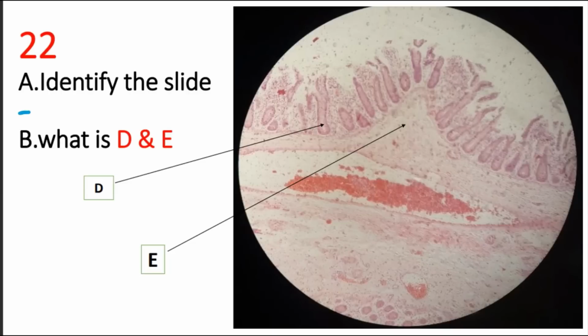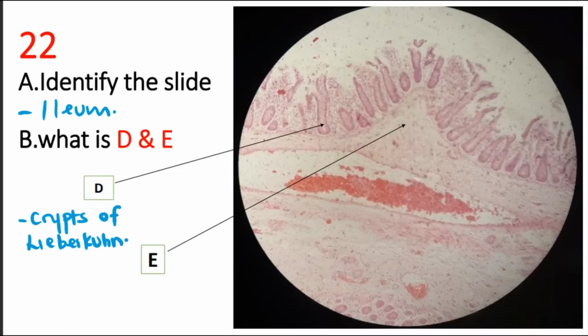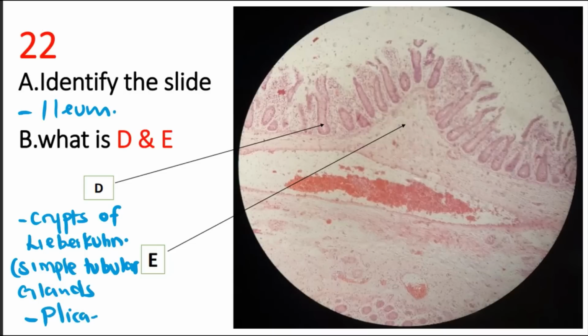Identify the slides. This is the ileum, just by looking at it. D are what we call crypts of Lieberkühn. These are simple tubular glands. E is a plica circularis. It's a plica circularis.